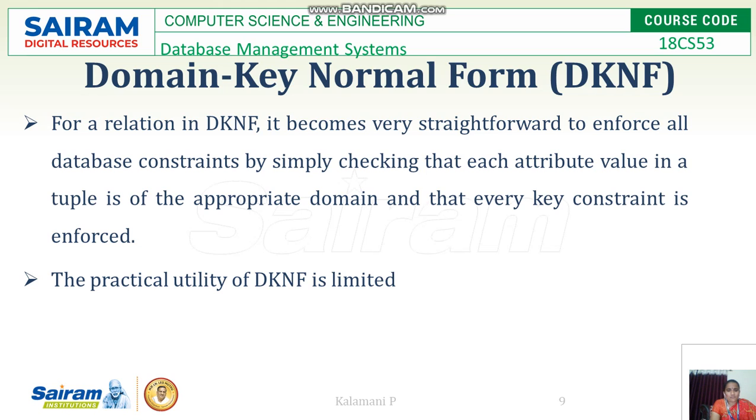The practical utility of domain key normal form is limited because it has to satisfy the domain of all attributes as well as every key constraint in that relation. So that is all about this normalization unit. In this unit we have studied functional dependency, the different types of normal forms, and the different types of algorithms, inference rules, equivalence and minimal cover and so on. Along with that, go through the problems to find closure, minimal cover, and which normal form a relation is in, and so on.